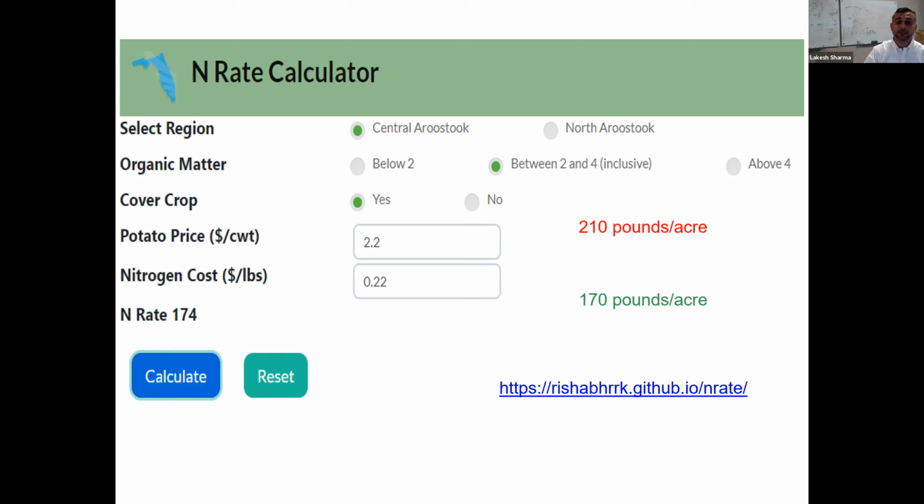We saw there's a difference in organic matter. The organic matter difference was between 2 and 4% and above 4%. Not many sites were above 4%, but we had 4 sites out of 18 research locations across 3 years that behaved very differently, and we separated them out.